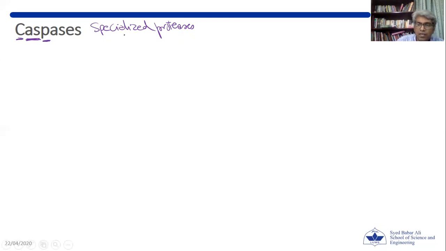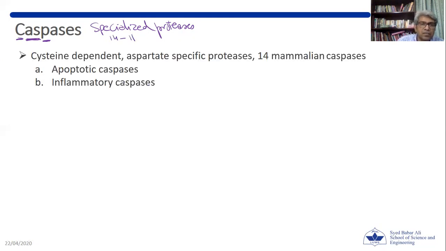There are 14 mammalian caspases, and 11 of them are present in humans. There are two types of caspases, apoptotic caspases and inflammatory caspases. The apoptotic caspases can further be divided into two categories. They can be initiator caspases. We talked about initiator caspases, and we said that initiator caspases are caspase 2, 8, 9, and 10.